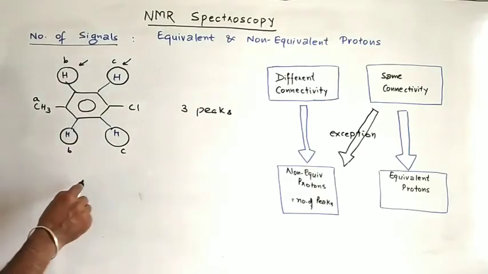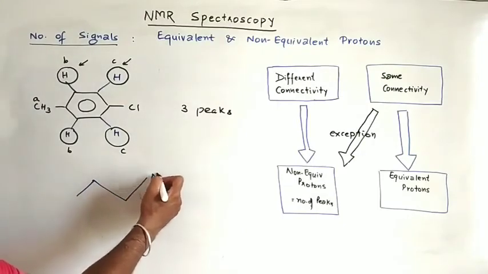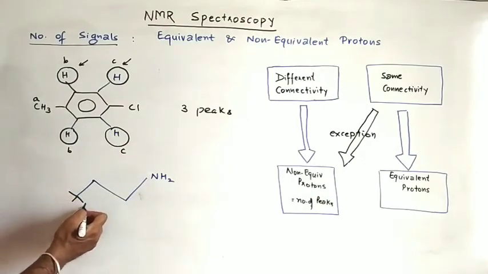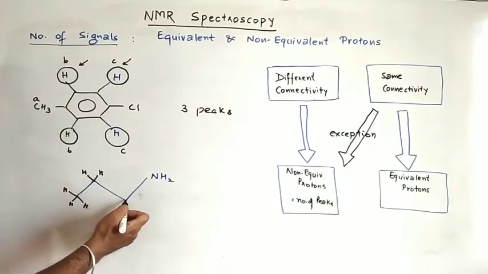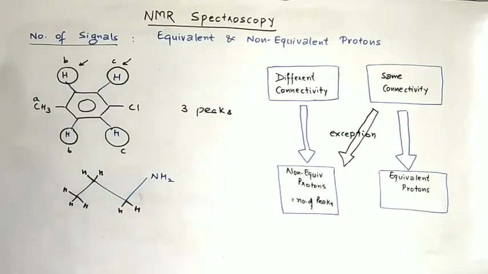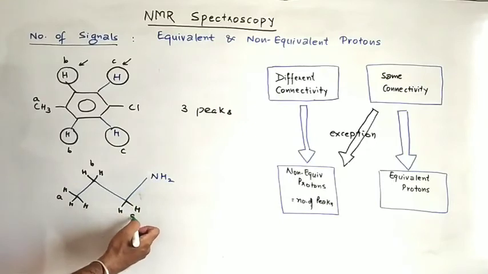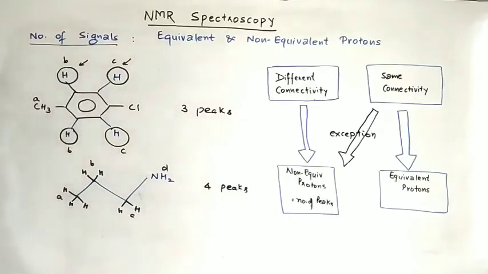Okay, next example is an amine. How many peaks will this molecule give? Okay, here we have a CH3. Here we have a CH2. Here we have a CH2. So all the protons are different. So this will give A, B, C, D. 4 peaks.